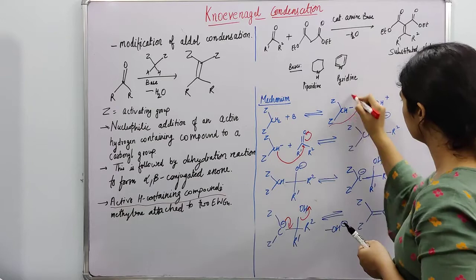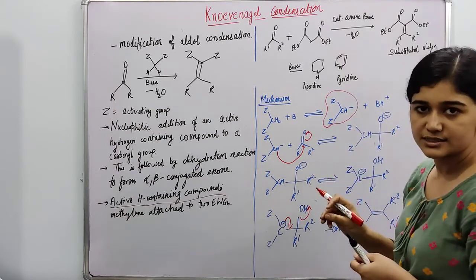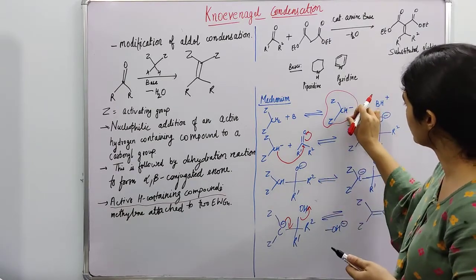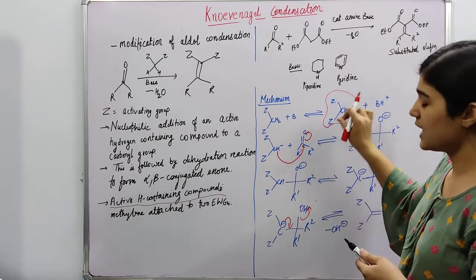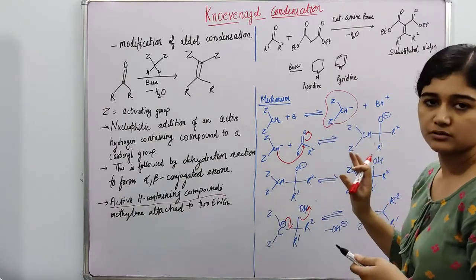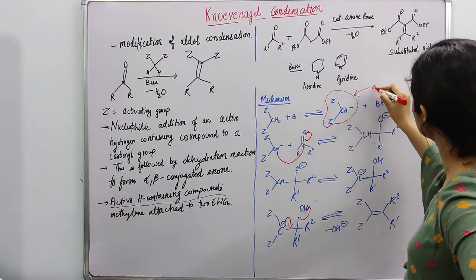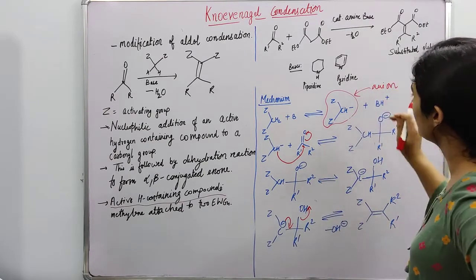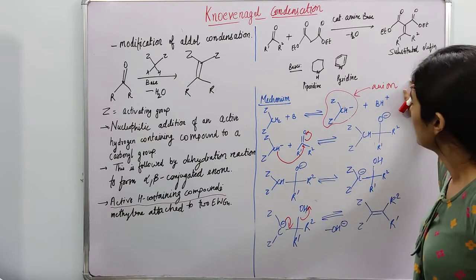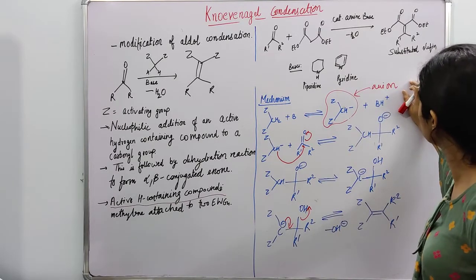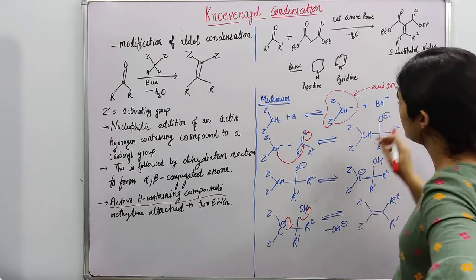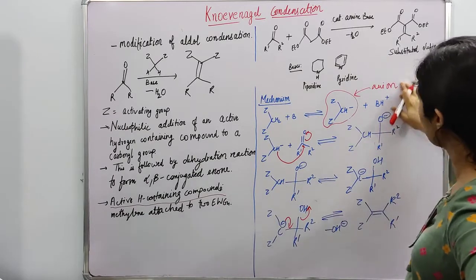This is the anion. Similar to the aldol condensation reaction, there also an anion was generated which attacked on the carbonyl carbon in that reaction. So similarly, here an anion is generated. This anion will act as a nucleophile and it will attack on the carbonyl carbon.